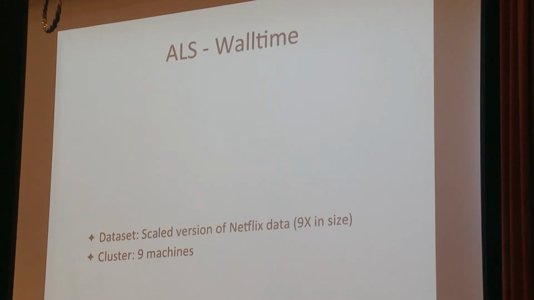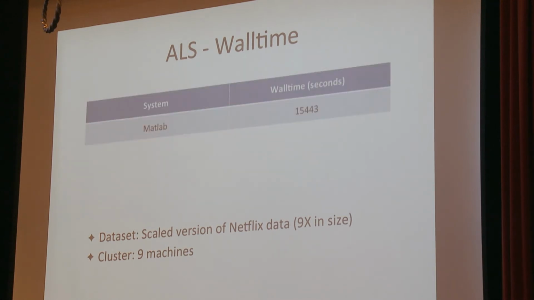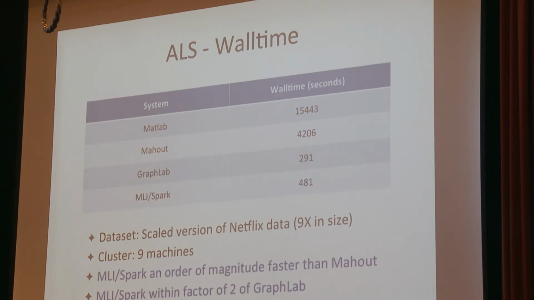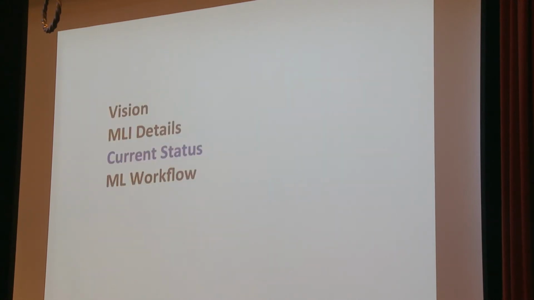Then, looking at a different flavor of algorithm, ALS for matrix completion, but again, an important thing that people care about, we see a similar story. So MATLAB takes 16,000 seconds, Mahout 4,000, MLI and Spark under 10 minutes, and a similar story with GraphLab. GraphLab's a bit faster, but we're within spitting distance, I'd say, of their performance.